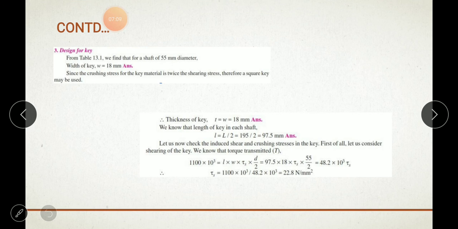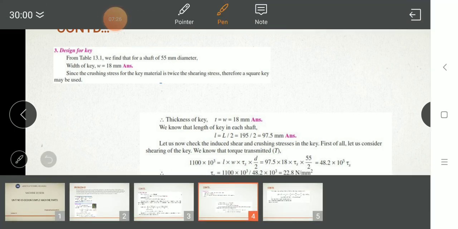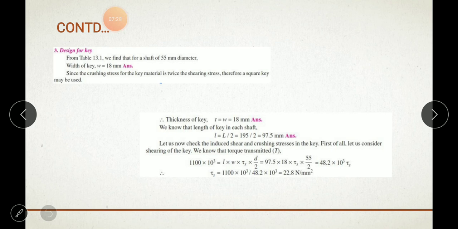Let us now check for the induced shear and crushing stress. The key which we are using in the quarter joint, knuckle joint or coupling is subjected to the crushing stress and the shear stress. So we have to check for the shear stress and the crushing stress, that is tau s and sigma c. From this equation you will get the value of the shear stress, that is 22.8 Newton per mm square, induced in the key.